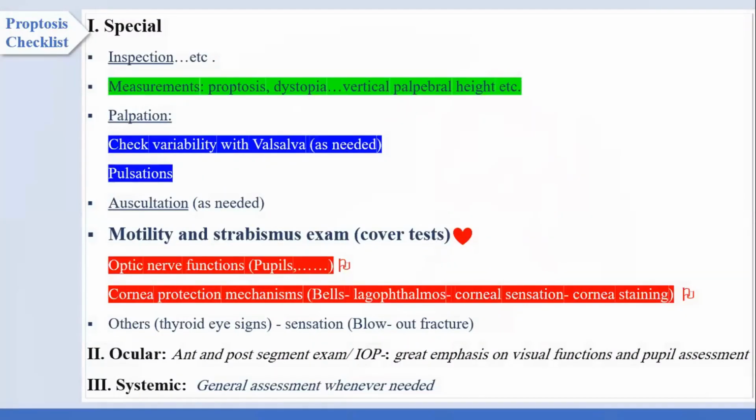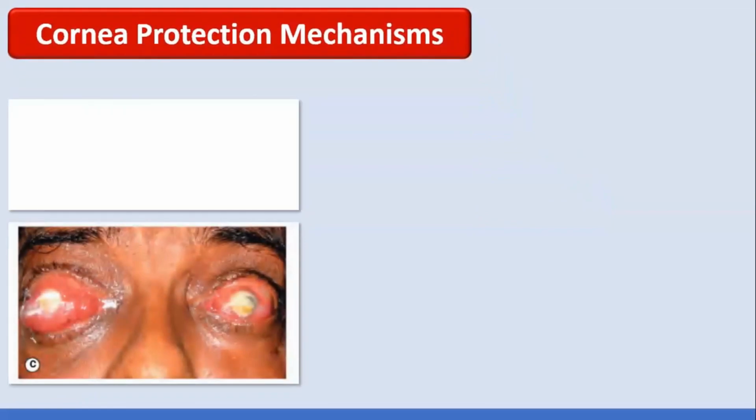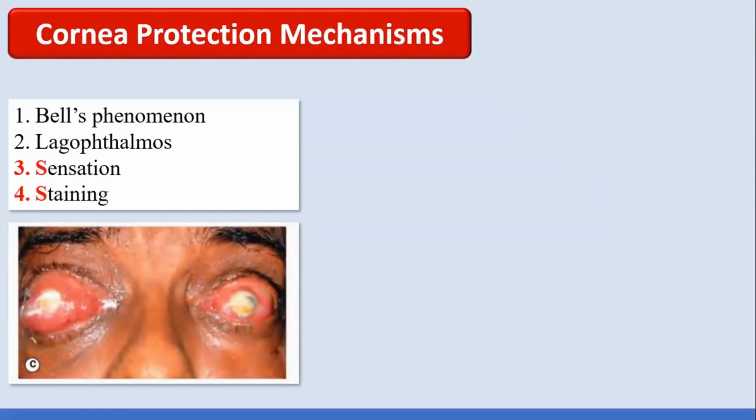Let's go to the next one, corneal protection mechanisms. By this, I mean testing for Bell's phenomenon, lagophthalmos, corneal sensation, and corneal staining by Rose Bengal or fluorescein staining. But of course, numbers 3 and 4 are not relevant in the oculoplastic station because usually we don't have a slit lamp, so we can't do staining. But you may say this to the examiner, by the way. And sensation is not allowed because usually they don't allow you to do anything that can result in touch or irritation to the patient.